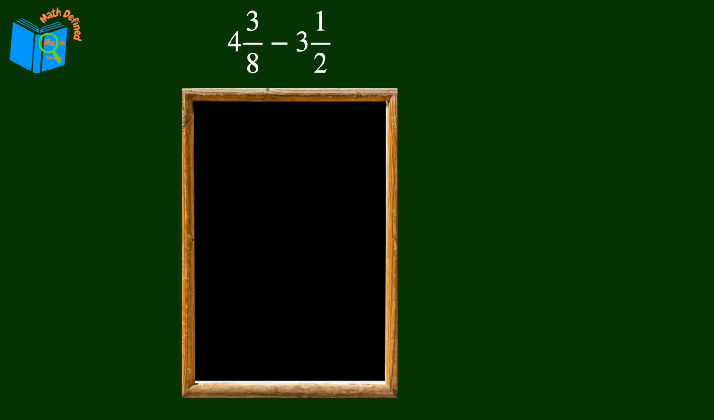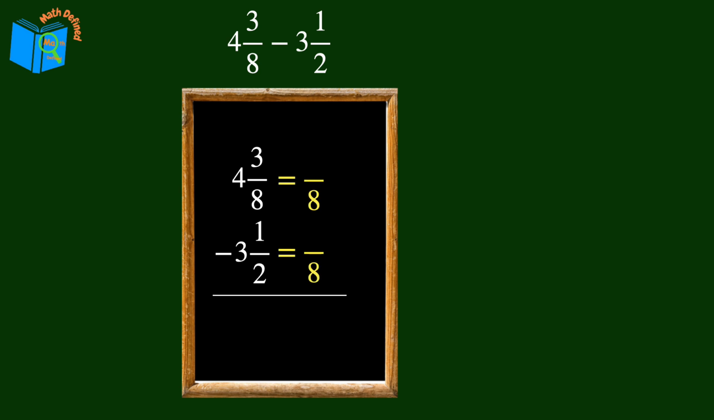First, I'll rewrite this subtraction problem vertically. Next, I see that the fractions have different denominators, so I need to find a common denominator. Since 2 divides evenly into 8, I'll use 8 as the common denominator.